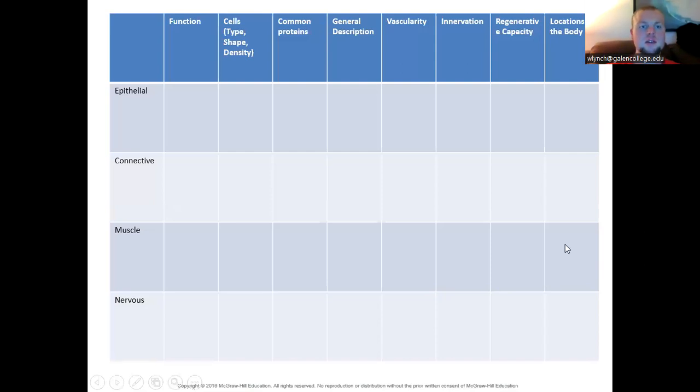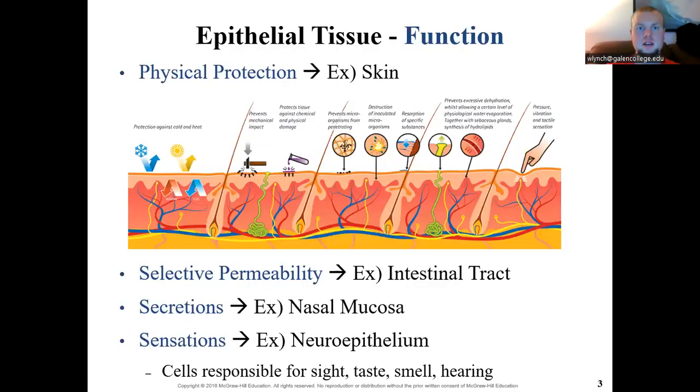So again, we have our chart here. By the end of our lecture, you should be able to fill in this chart for our 4 tissue types. So to start, we have epithelial tissue. The function of the epithelial tissue is usually going to be 4-fold.